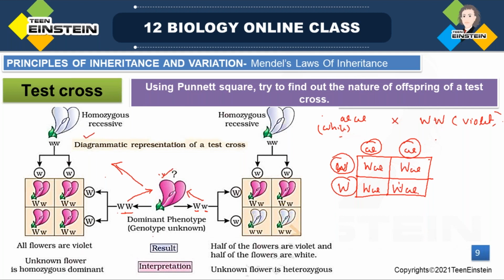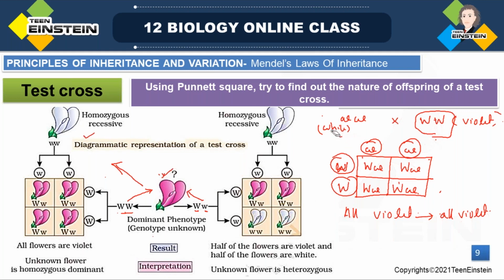So here, all are violet flowers. If your genotype is homozygous dominant, all are violet. You can see all violet flowers. So to find out the genotype, if all are showing a similar type of flower, violet color, your genotype is homozygous dominant. Okay, so one confusion is over.